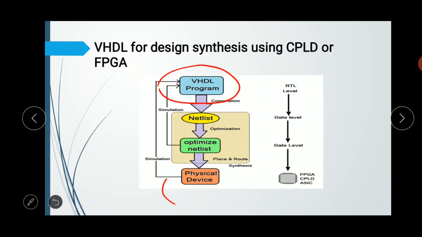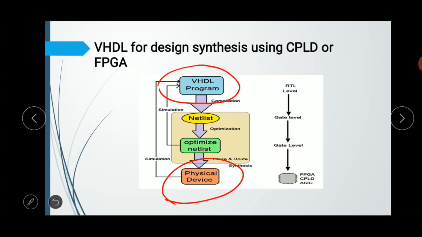Last one is the physical device. Finally, a physical device is implemented on CPLD or FPGA, or a final mask is prepared for ASIC from this optimized netlist by place and route software. Once again, the final device can be simulated and verified. So this is all about the design synthesis.